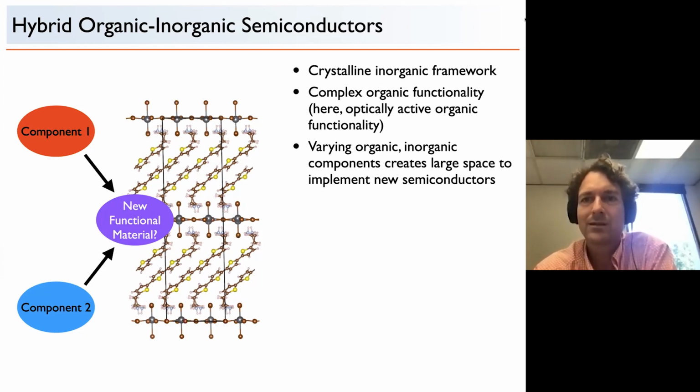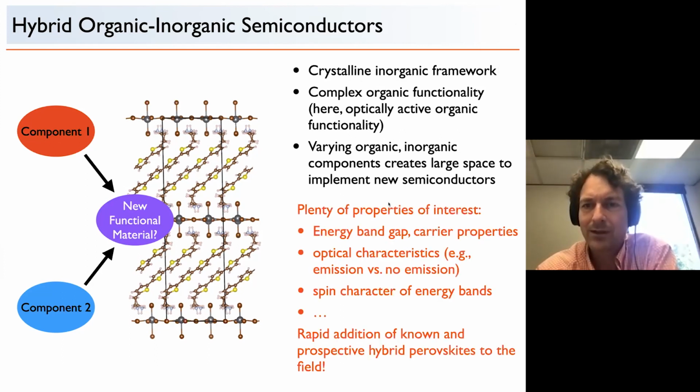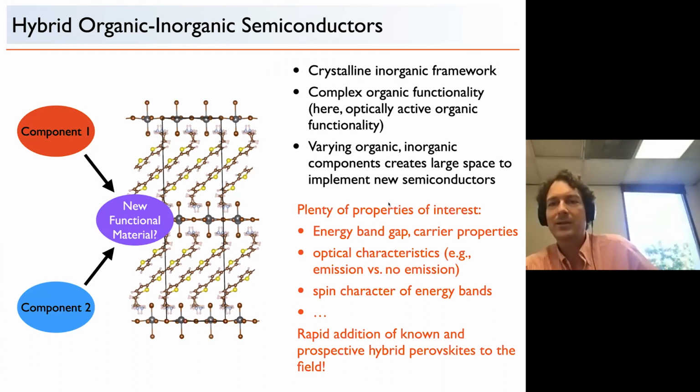The key point, as I mentioned earlier, is that we're interested in materials that have a crystalline, so well-defined framework, but we can have quite complex organic functionality. And that creates the space of semiconductors we're interested in. And that entails plenty of properties. So the energy band gap is probably the most important one for any semiconductor, as well as carrier properties. So which carriers do you have? Can you dope them? Can the carriers move around?